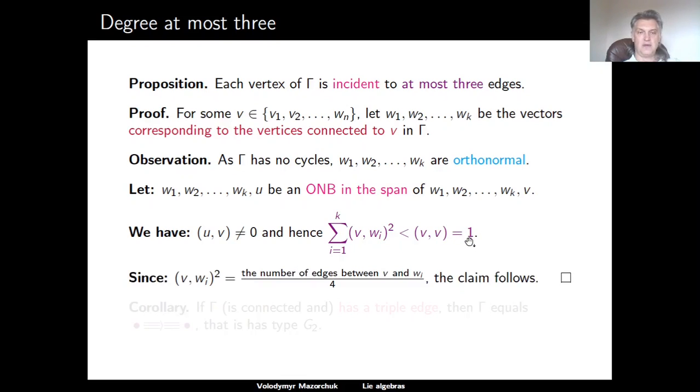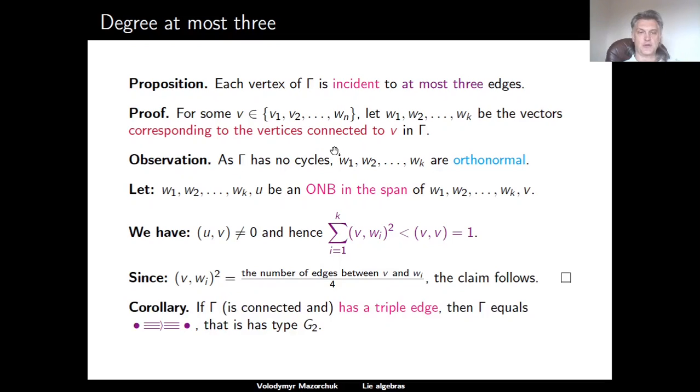At the same time, as we already noticed before, the square of the scalar product times 4 is exactly the number of edges between the vertex of v and the vertex of wi, which means that as soon as we have one edge here, the corresponding summand contributes with 1 over 4. If you have two edges, it contributes with 2 times 1 over 4. If you have 3 edges, it contributes with 3 times 1 over 4. So the total number of contributions here can be at most 3, which proves exactly the claim of this proposition.